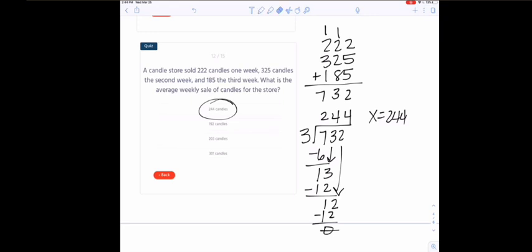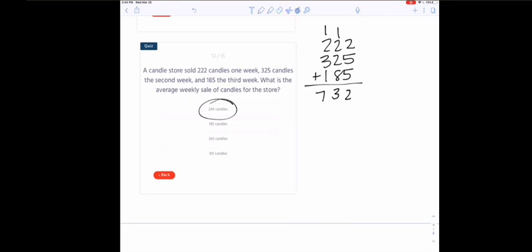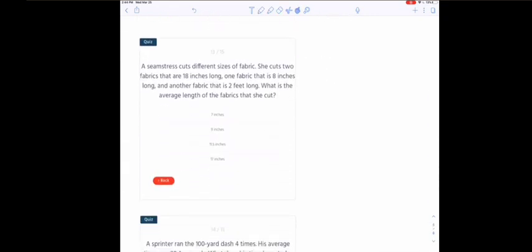And there it is. Awesome. That one was straightforward. No algebra with that one. Let's look at number 13. It says, a seamstress cuts different sizes of fabric. She cuts 2 fabrics that are 18 inches long, 1 fabric that is 8 inches long, and another fabric that is 2 feet long. Okay, so I see inches, feet. What is the average length of the fabrics that she cut?